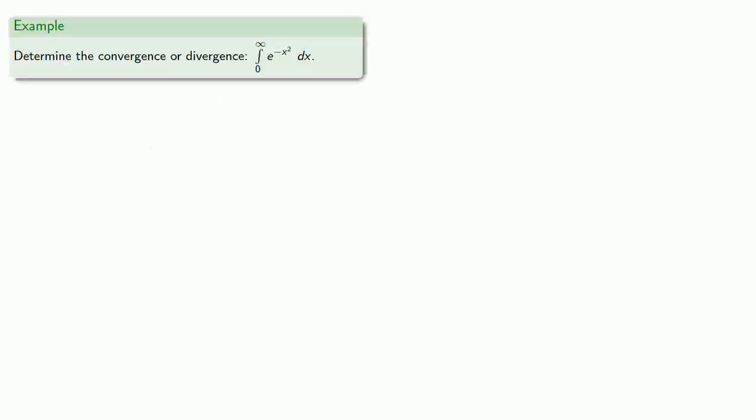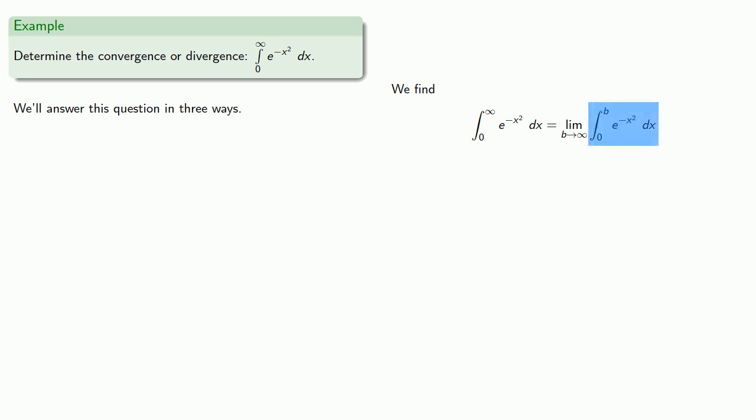So, for example, let's determine the convergence or divergence of this particularly important integral. And because it's so very important, we'll actually answer this question in three ways. Well, let's see if we can actually find the value of this integral. It's an improper integral, and so we'll let the upper limit go to infinity, and all we need to do is find an antiderivative for e to minus x squared, except we can't.